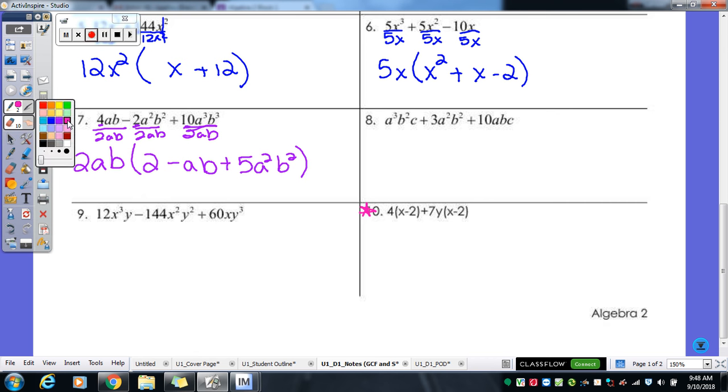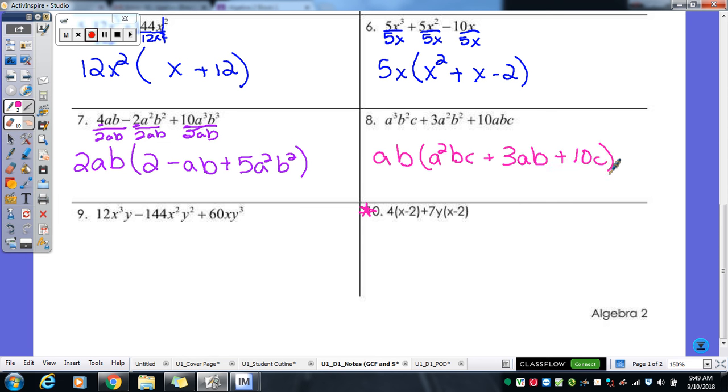8. Some of them have A, B, C. Like if you look at your second term, there's no C. So is C going to be part of our GCF? No, because there's no C with that term. It's not a common thing with all 3 that are there. So looking at our A, lowest exponent is a 1. Lowest exponent on our B is a 1, so AB is our GCF for number 8 there. So we divide, and we would get a squared BC plus 3ab plus 10c.